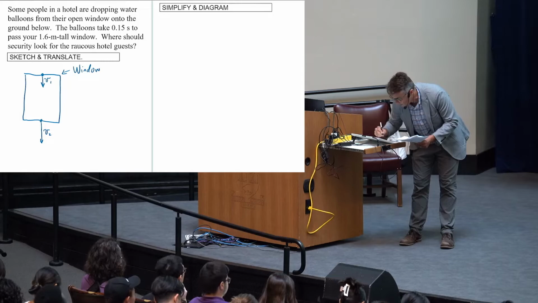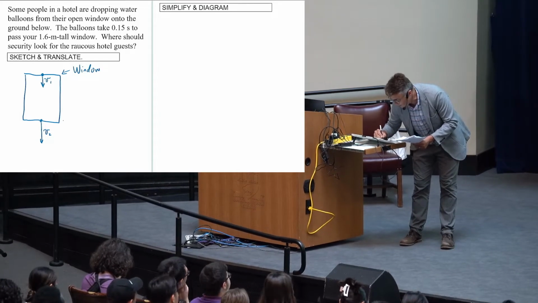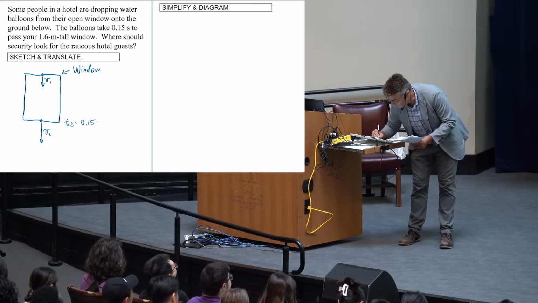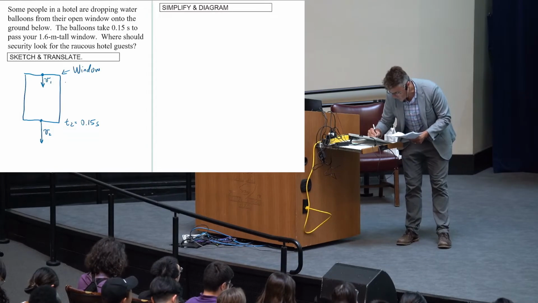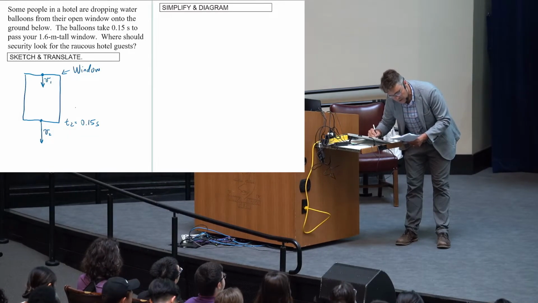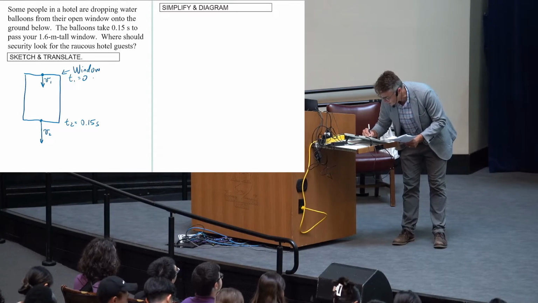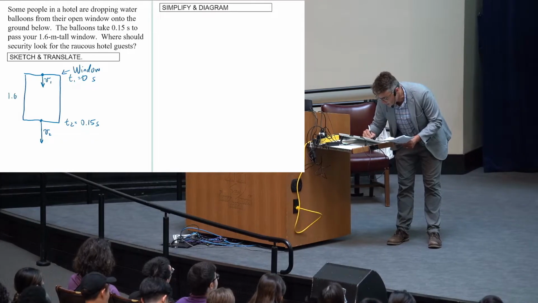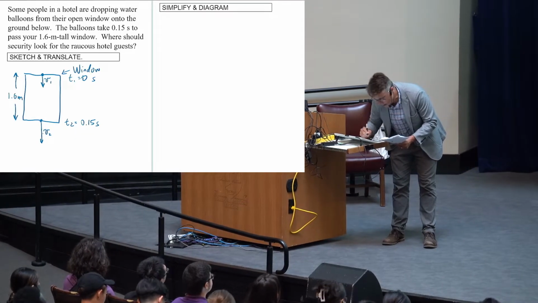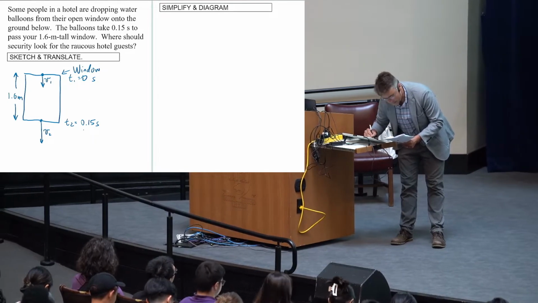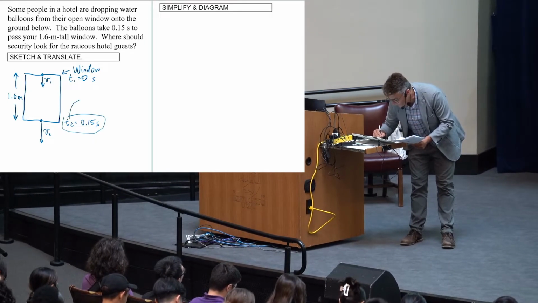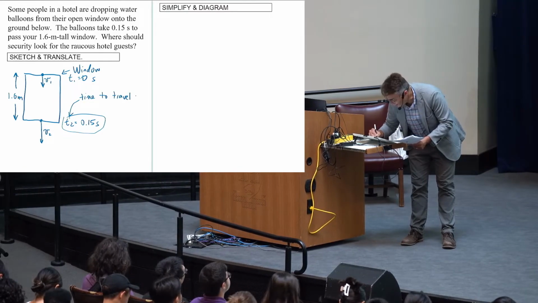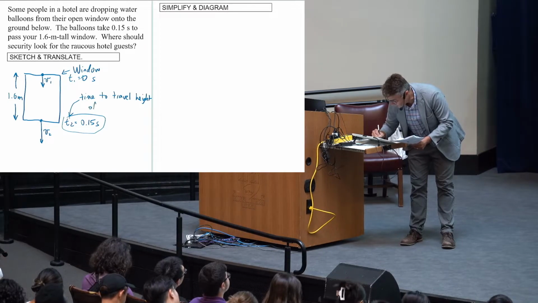It's faster. And I would say T2 is equal to 0.15 seconds. It's the time to go from T1 to T2. So I could say T1 is 0 seconds. So during 0.15 seconds, you pass this distance, 1.6 meters, and you've changed your velocity somewhat. And this is the time, T2, to travel the height of your window.